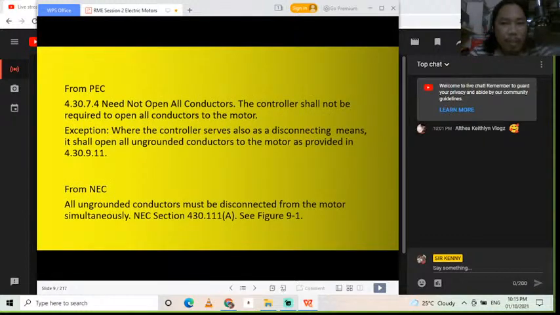Sa Philippine Electrical Code. Article 4.30.7.4. The controller shall not be required to open all conductors to the motor. Oh, hindi pala dapat ini-open ang conductors to the motor as provided in 4.30.9.11. Ungrounded conductors must be disconnected from the motor simultaneously. 430.111. Section 430.111A. Oh, let's see the figure 9-1.